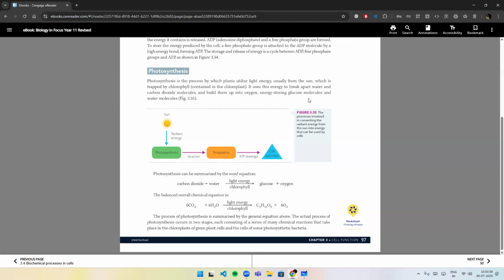The balanced overall chemical reaction is 6CO2 plus 6H2O, in the presence of light energy and chlorophyll, gives C6H12O6 plus 6O2. The process of photosynthesis is summarized by the overall equation above. The actual process of photosynthesis occurs in two stages, each consisting of a series of many chemical reactions that take place in the chloroplasts of green plant cells and the cells of some photosynthetic bacteria.